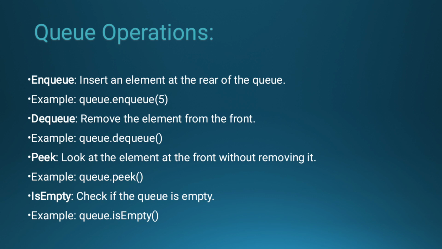Queue operations are NQ, DQ, peek, is empty. NQ means insert an element at the rear of the queue. DQ means remove the element from the front. Peek means look at the element at the front without removing it. Is empty means check if the queue is empty.